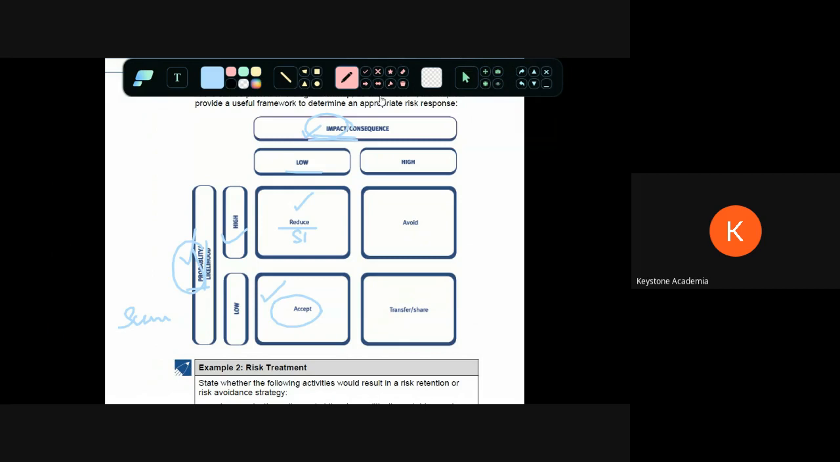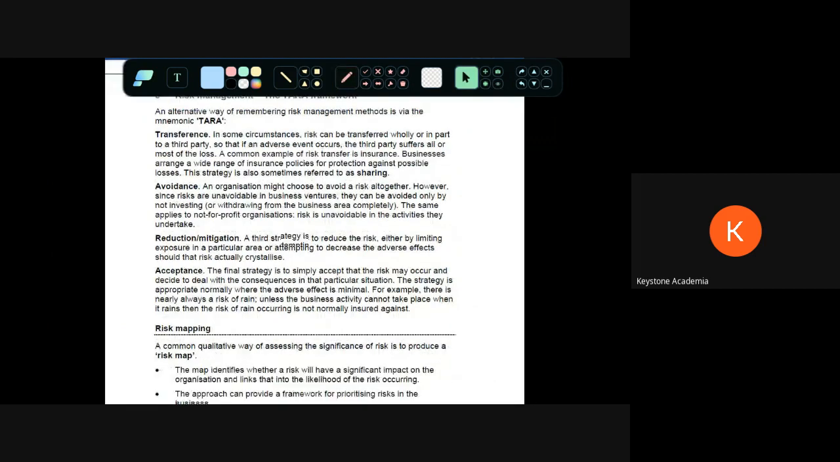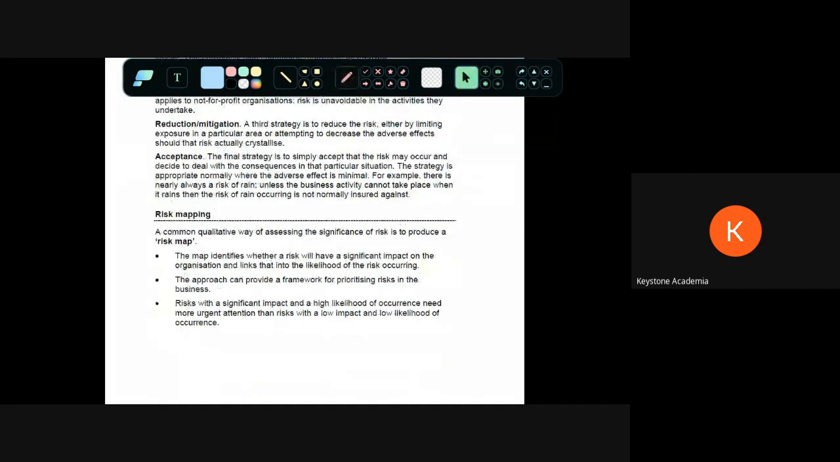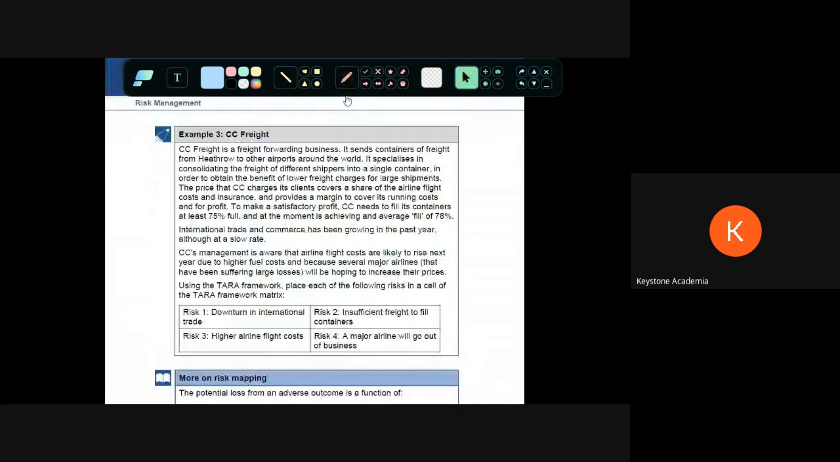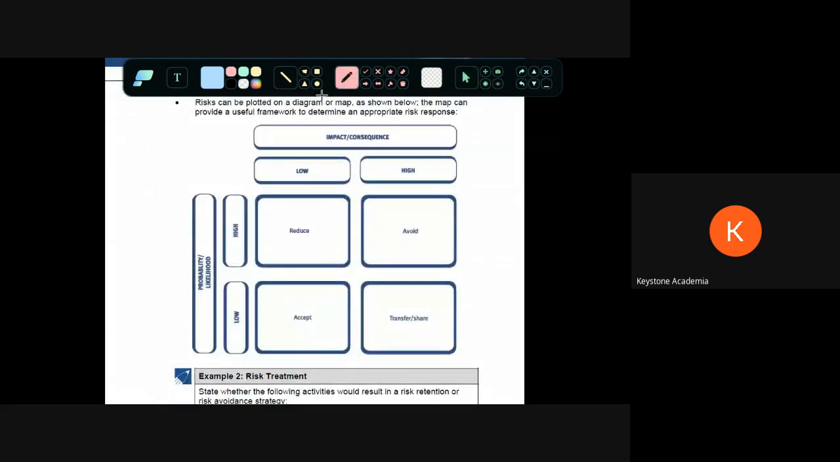Okay, I will go through an example which will help you more. Is there any example? No, there's not. Maybe in the questions we will see that. Okay, then we have this one: when the probability of arising is low and the impact is high.